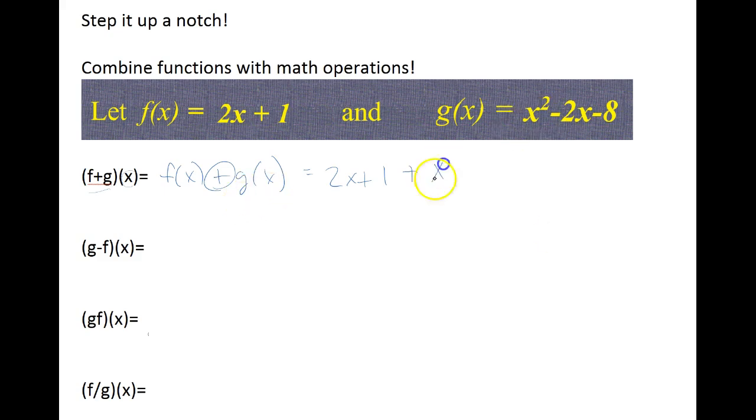So g of x was blah, blah, blah, blah, blah. Now, you've got all that written out. Are we going to stop? No, we're not going to stop. We're going to combine like terms, okay? Clean it up. Make it look good.